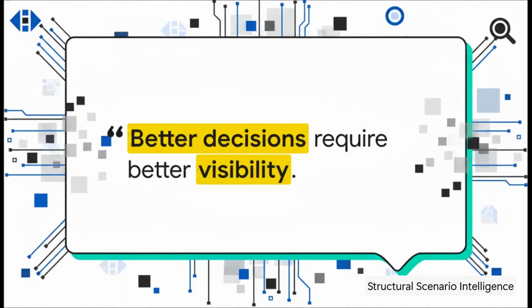It all boils down to one simple, profound philosophy. Better decisions require better visibility. You simply cannot confidently lead an organization through complex, interconnected times if your vision is blocked by conflicting, fragmented data. You have to step back, structure the information, and clear the fog.